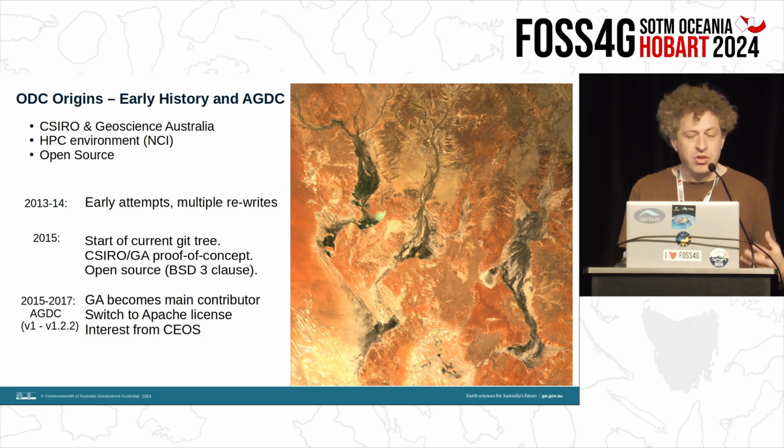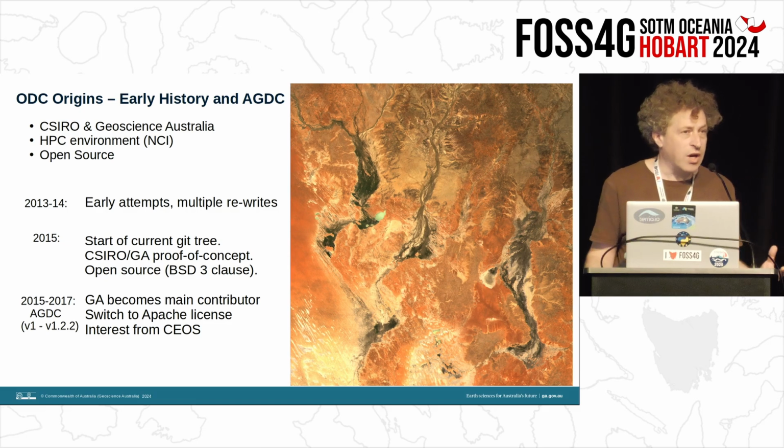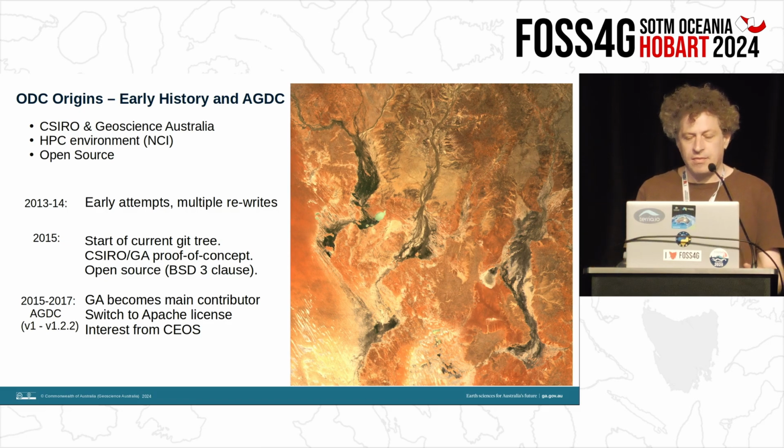There were at least 2 earlier abandoned attempts before a successful proof of concept was written by a small team of CSIRO and GA developers that eventually grew into the Open Data Cube as we know it today. It's always been open source licensed. By late 2015, GA had become the main contributor to that codebase, and by 2016 it was declared production ready as the Australian Geoscience Data Cube, or AGDC, released under the Apache open source license.